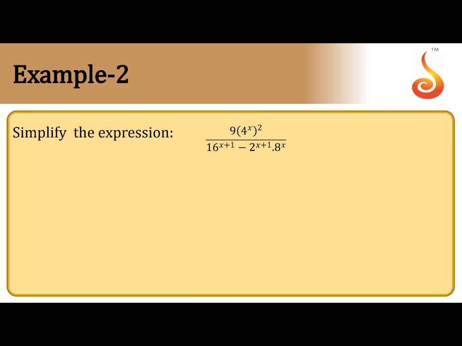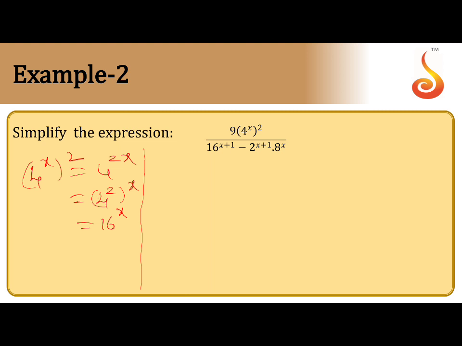So here, listen, 4 power x whole square is there. First let us start with 4 power x whole square. So this you can write as 4 power 2x according to indices. So you can rewrite this one as 4 square whole power x also. 4 power 2 means 16 power x. That is one thing, which you want from the numerator.